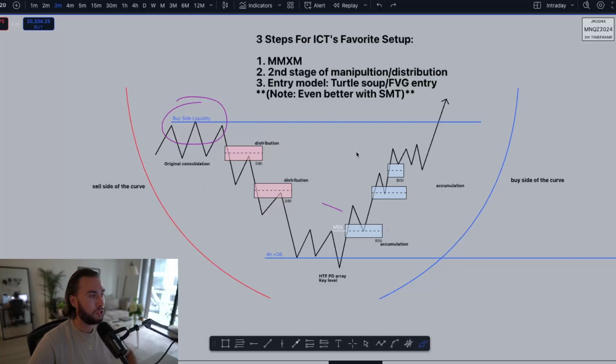So these are all key things that you want to be looking for whenever you're actually engaging with the markets, and then try to formulate where am I likely to get in and what is the highest probability setup. In most cases, and ICT said it himself, the second stage of distribution in a market maker sell model or the second stage of accumulation in a market maker buy model is always going to be the most probable entry.